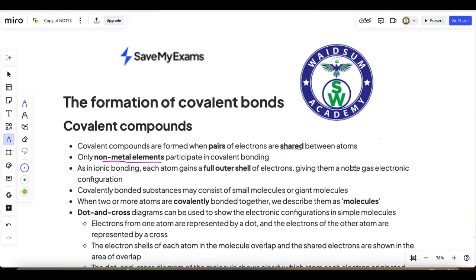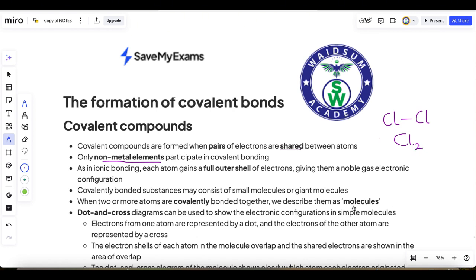So when 2 atoms bond together, let's say for example chlorine, 1 chlorine atom bonds with another chlorine atom. This will become what? A chlorine molecule. It will be 2 atoms of chlorine, which we call a chlorine molecule. This is 1 molecule of chlorine, but with 2 atoms. So when atoms of non-metals bond together, we simply call them molecules.